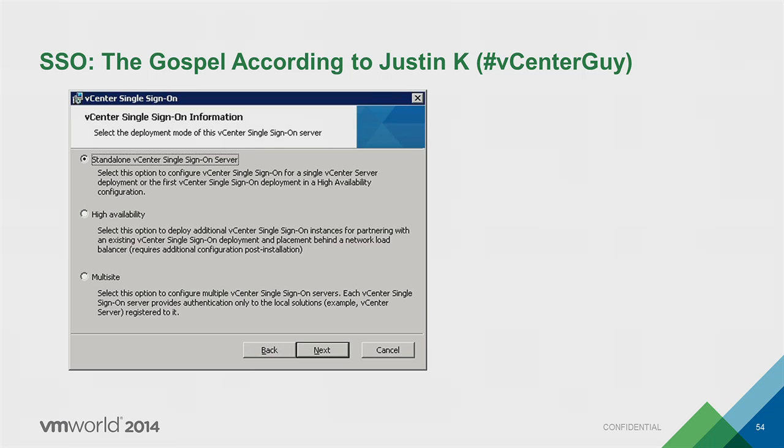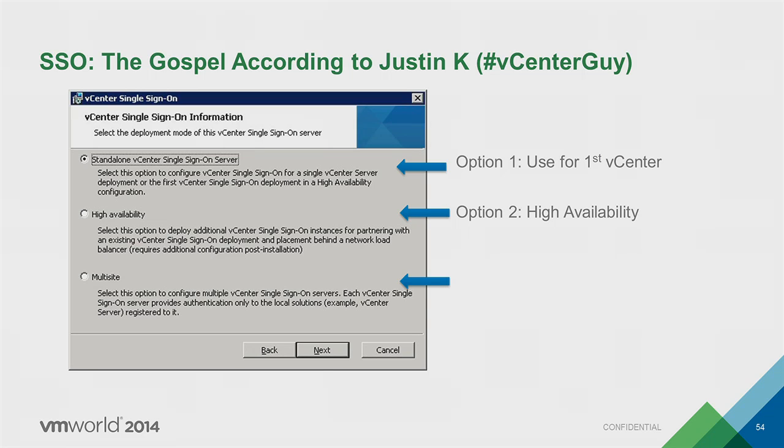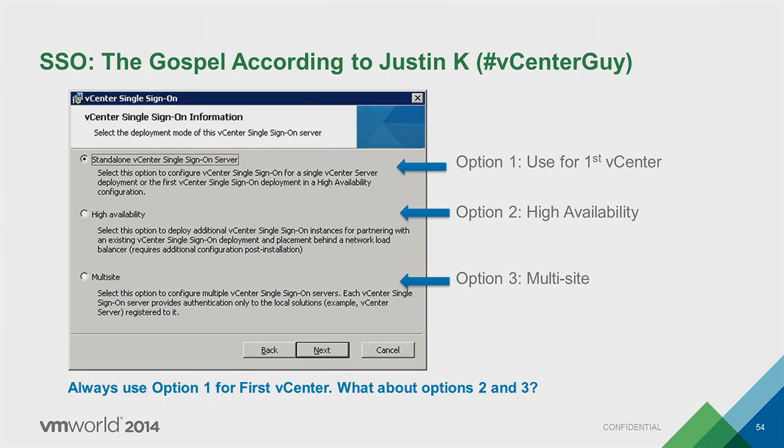But to simplify, when you're installing SSO, you're typically given 3 options when installing a vCenter and SSO. Option 1, you always use that for the first vCenter that you deploy. Then the decision point becomes whether you use option 2, which is named high availability, or option 3, which is named multi-site. So let me give you 2 concrete examples here, okay?